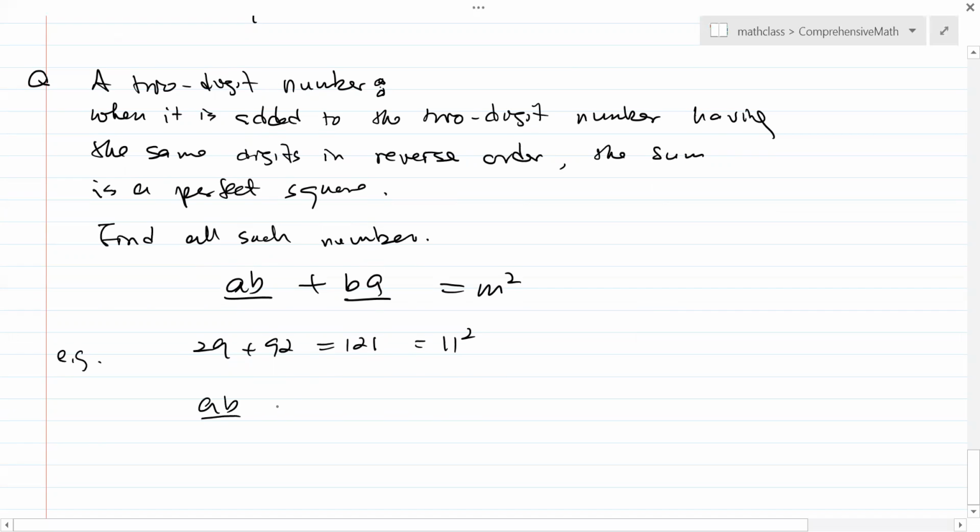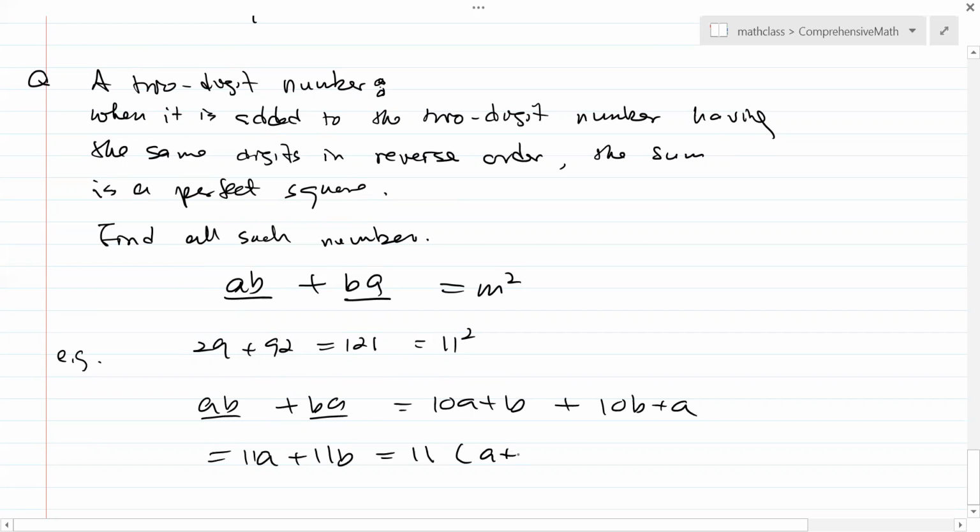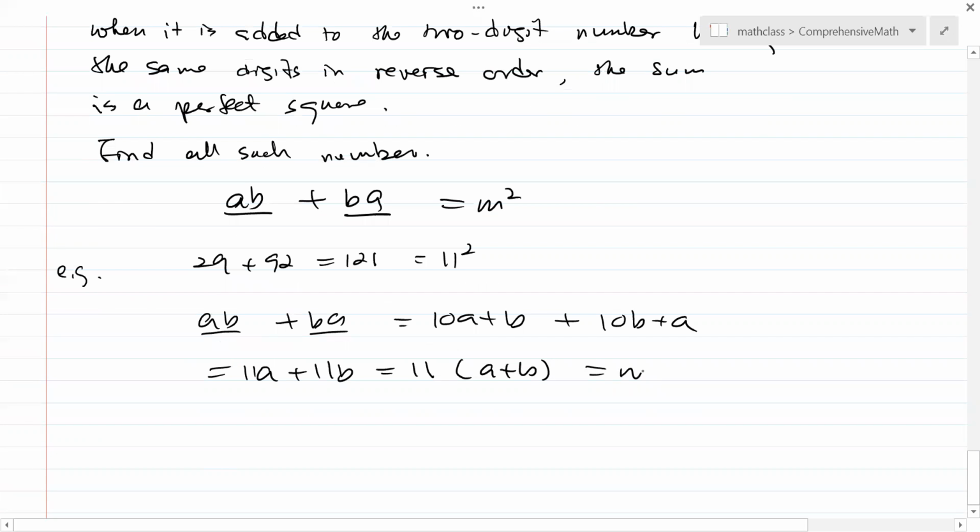So add them together, it's gonna be 10a plus b, right? And then 10b plus a. So this is gonna be 11a plus 11b, which means 11 times a plus b. Now this has to be a perfect square. But for a plus b, the largest possible value is 18. The smallest possible value is actually 2 here because a, b cannot be 0. Otherwise, you cannot reverse order. Doesn't make sense, right? So that means a plus b is a number between 2 and 18.